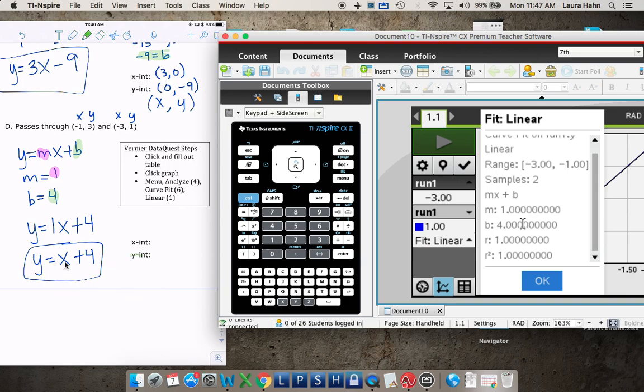Okay, well, we already knew our y-intercept because b stands for y-intercept, so I can go ahead and write that down. Since it's y-intercept, we put it in the y position when x is 0.